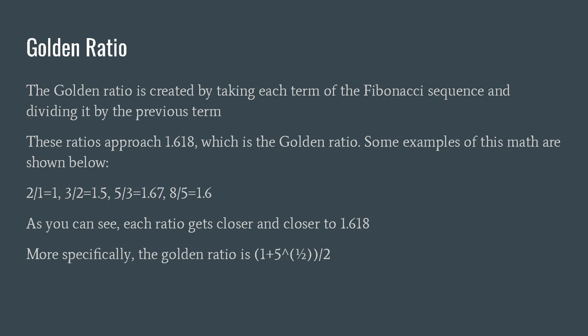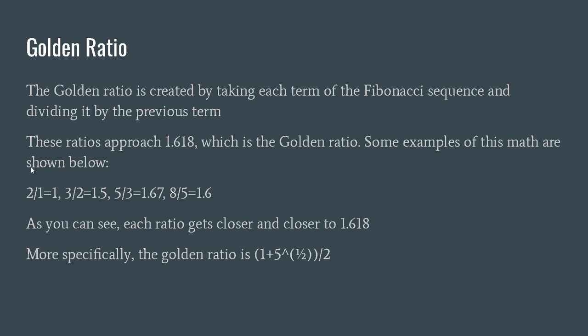5 divided by 3 equals 1.67, 8 divided by 5 equals 1.6, and again that goes on to infinity and very slowly approaches that golden ratio. Now one thing I will say is that the golden ratio isn't exactly 1.618. It obviously has a lot more numbers in there. What it is exactly is 1 plus the square root of 5, all of that over 2. So it has a lot more terms, but basically the only numbers you really need to know are 1.618.